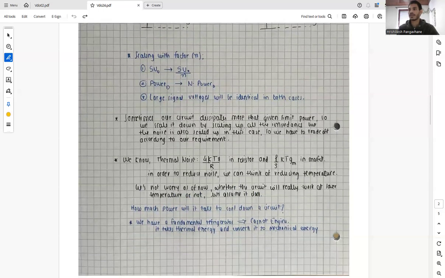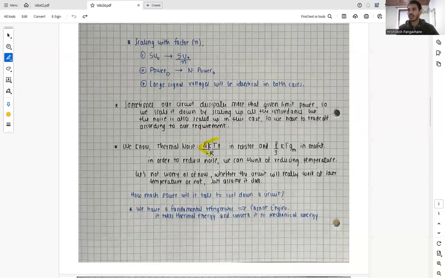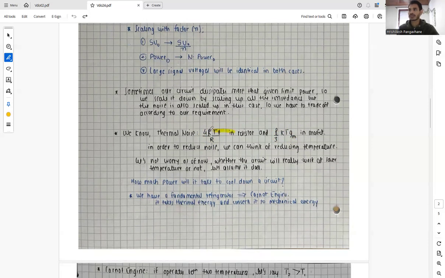So basically we know that our thermal noise was 4kT/R in a resistor and 8/3 kT gm in a MOSFET. So in order to reduce this noise, we can think of reducing the temperature as well, because absolute temperature is also a factor which is proportional to the noise. So let's not worry as of now whether the circuit will really work at lower temperature or not, but let's assume that it does. And the question is, how much power will it take to cool down a circuit? So we have a fundamental concept of the Carnot engine.